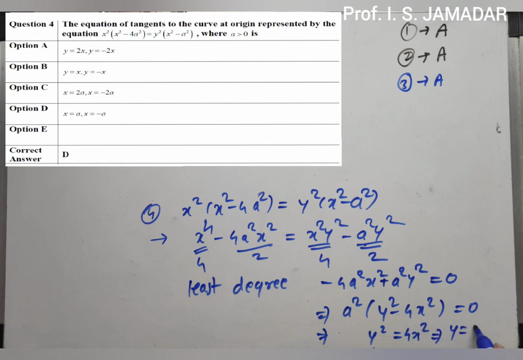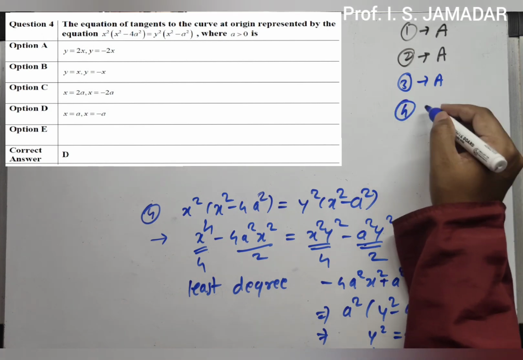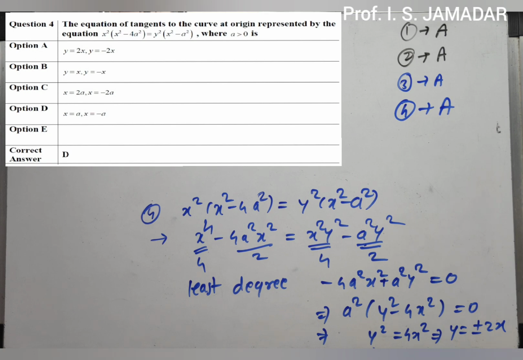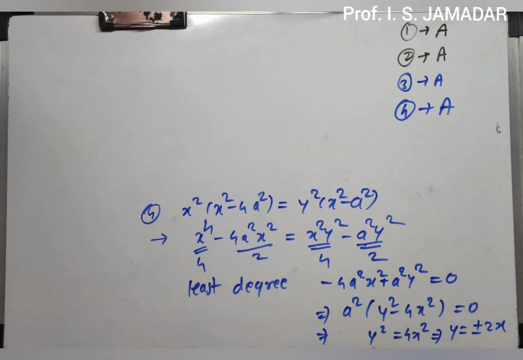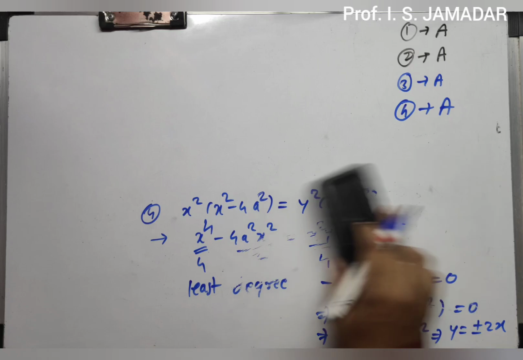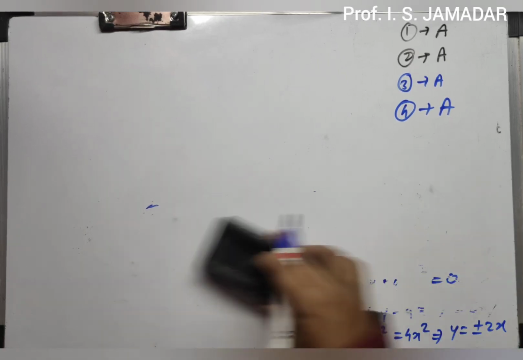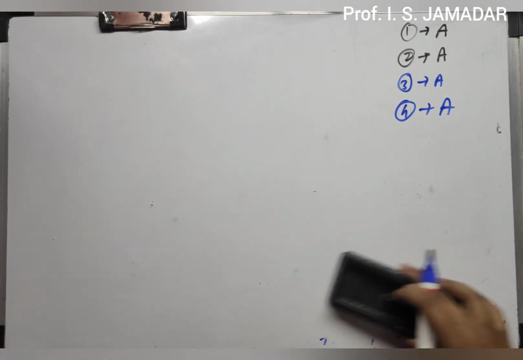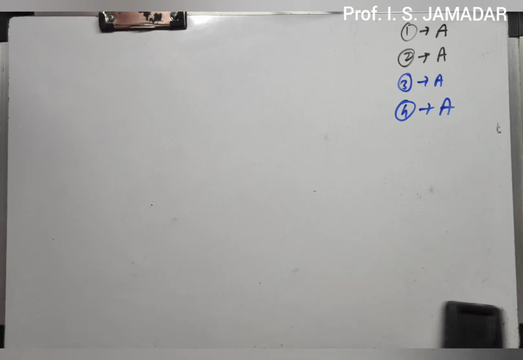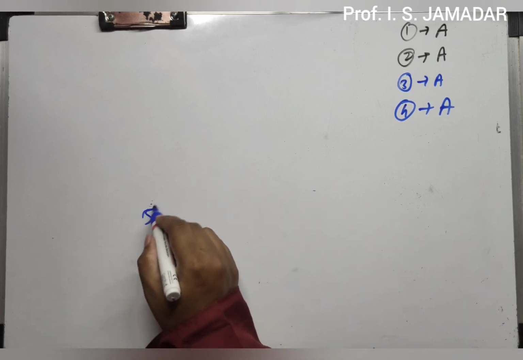or that you may say y is equal to plus or minus 2x, y equal to 2x and y equal to minus 2x. So the answer is option A. So for question number 4, the answer is option A. Okay, this is question number 4. Then question number 5.